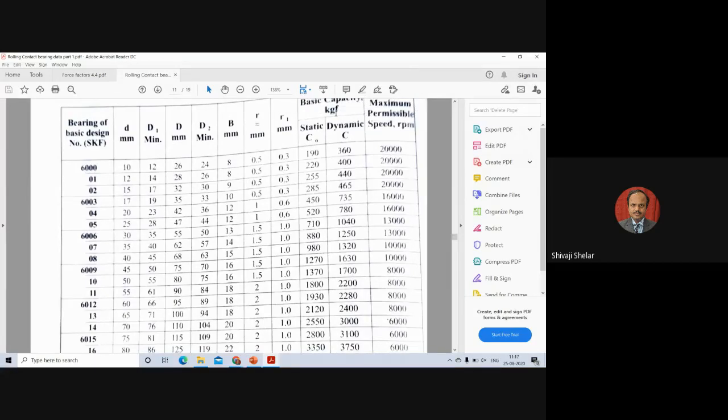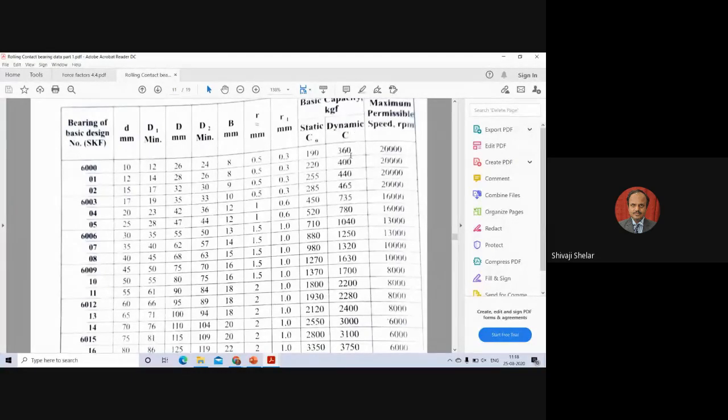You have to convert into Newton. So to convert into Newton, just multiply by 10. Actually, multiplication is by 9.81, but if you can approximate, it is multiplied by 10 for simplification. So I am going to multiply this value by 10. So my static load carrying capacity is 1930 Newton.